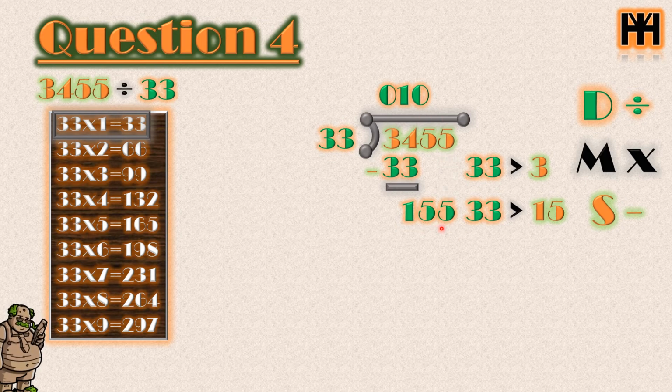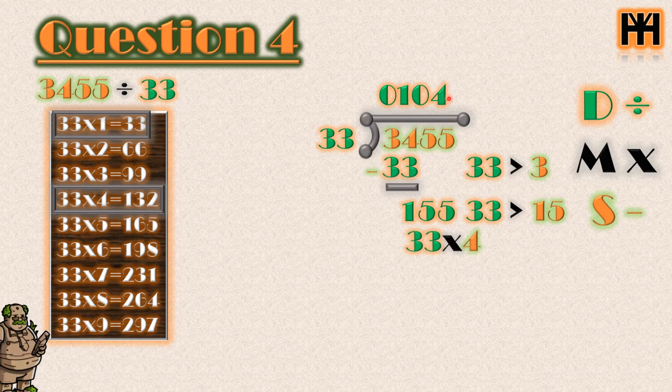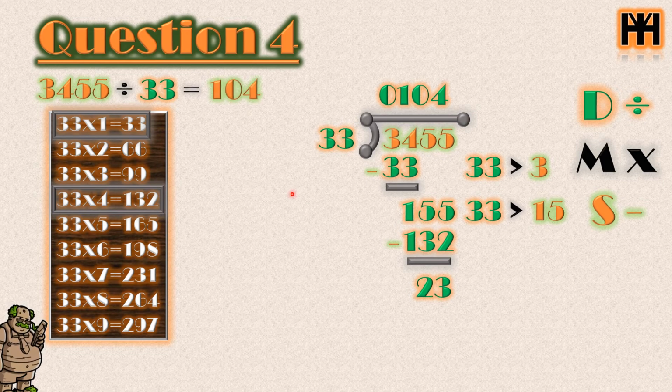It's 155. Then we'll say 155 divided by 33, or how many 33s are in the 155. So this is the obvious one here. 33 times 4 is 132. So this is our one here. It's not 33 times 5, because 165 is greater than 155. So we'll write 4 here. Then it's 33 times 4, the multiplication. So it's 132. Then subtract them. They will be 23. Okay, so the result will be 104, and the remainder is 23.